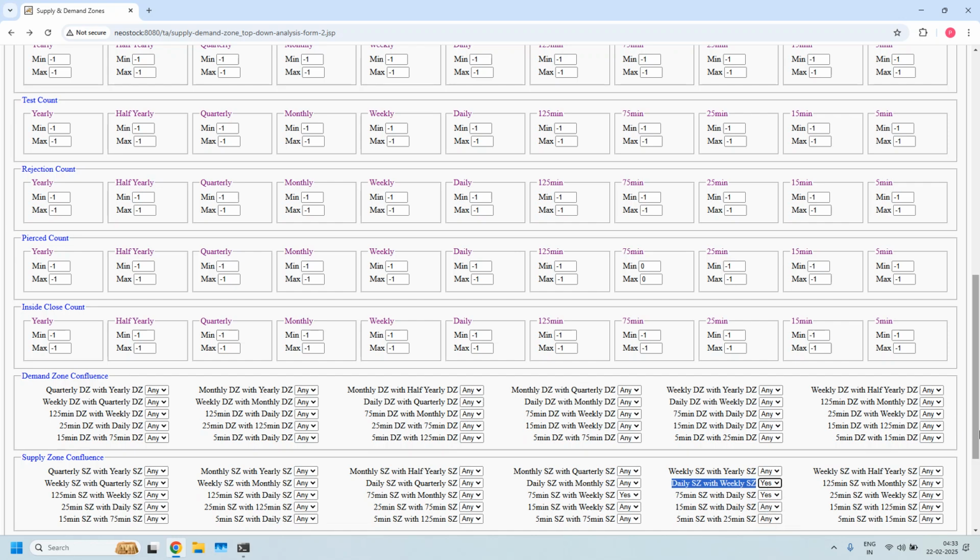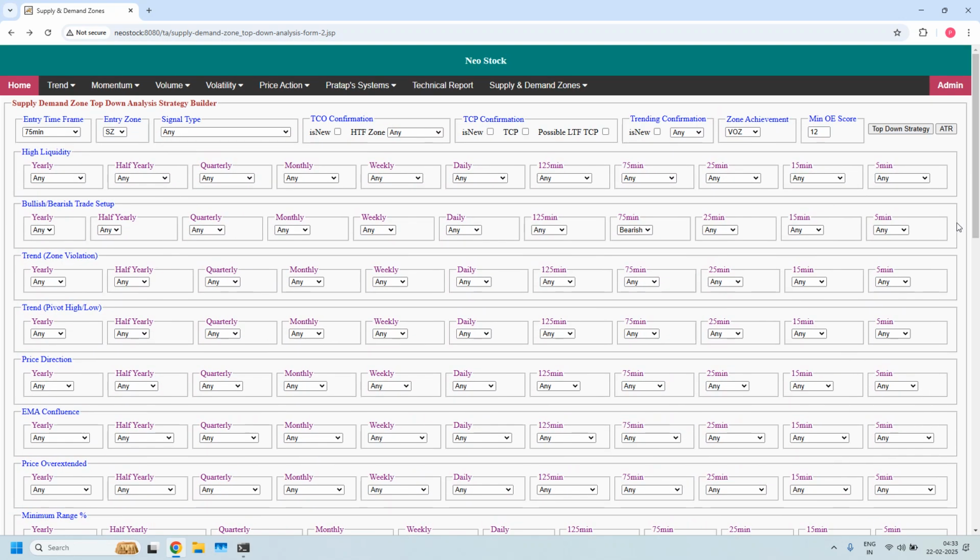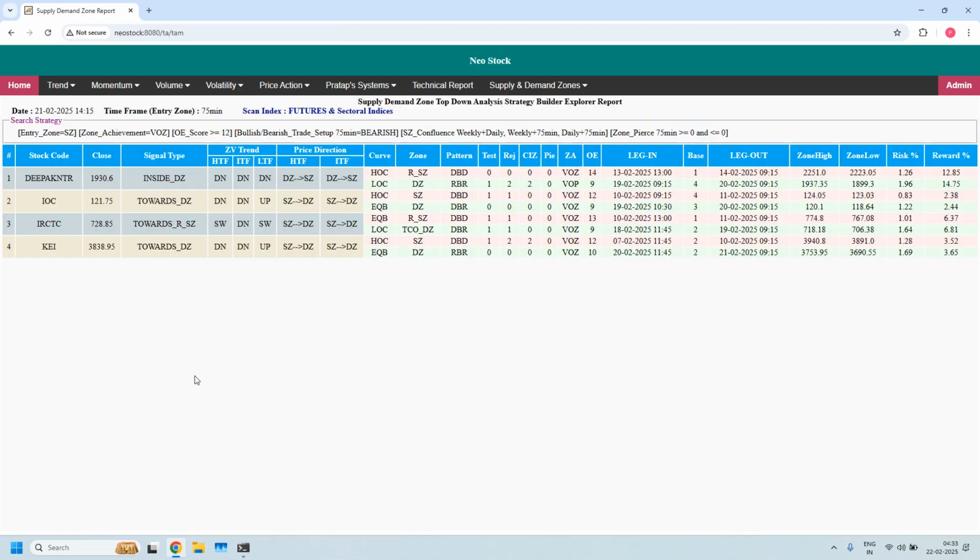With all the 3 filters enabled, LTF, ITF, HTF supply zone confluence, we got 4 stocks. In these 4 stocks, these 75-minute supply zones are overlapped with the daily supply zone. Both together again overlapped with weekly supply zone. And weekly trend is down in 3 stocks, first, second and fourth.